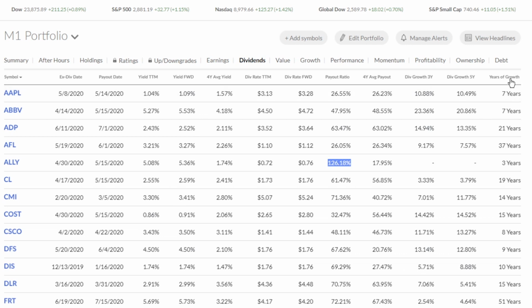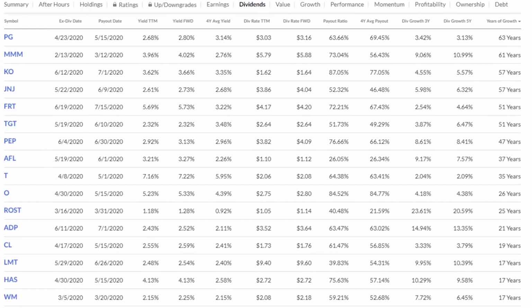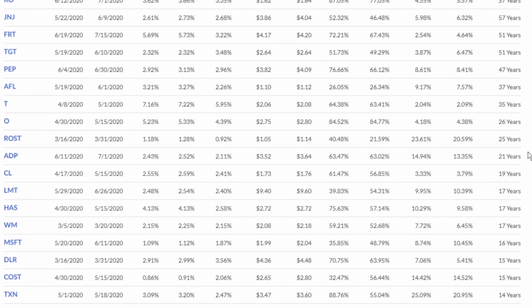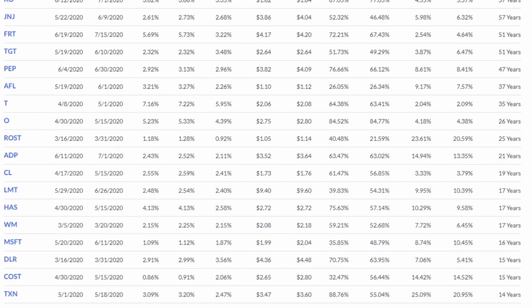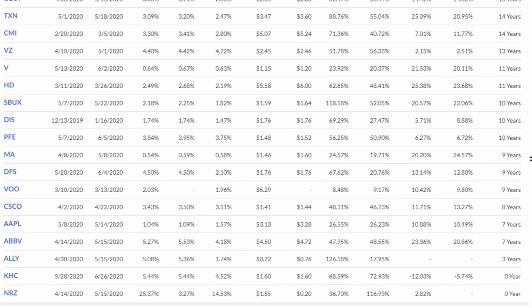We could also see the growth for the amount of years. So if companies are getting close to the Dividend Kings, which is over 50 years, and then Dividend Aristocrats, which is over 25. You can see here like ADP is at 21 years, so it's very nice. And then we've got some companies as low as 0 years here towards the bottom.